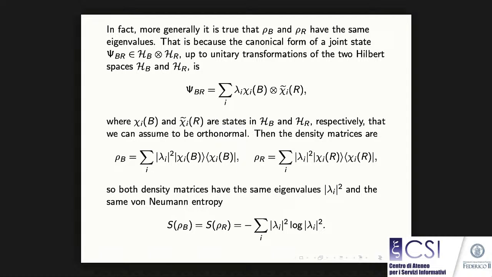There's no assumption involved. It's just the canonical form, the so-called Schmidt decomposition, of any bipartite state. A bipartite state is just a state in the tensor product of two Hilbert spaces, here H_B and H_R. Any such state can be decomposed in this fashion, where we can assume that the chi's and the chi tildes are orthonormal. It's just a fact of linear algebra that any state can be put in that form. It's convenient to do so because then the density matrices are diagonal, and it becomes obvious that the two density matrices have the same entropy, which is what I was trying to prove when I did this calculation. Any other questions?